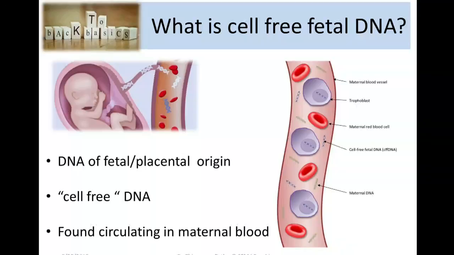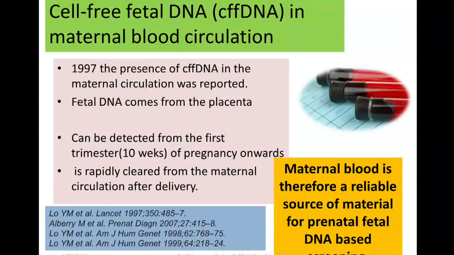Now, while maternal DNA in that circulation would be about 90%, about 10% is expected to be of this non-maternal origin, which is presumed to be fetal DNA, and hence it is called cell-free fetal DNA. In 1997, the presence of this was reported, and this DNA comes from the placenta. It's known to be detectable after 10 weeks of pregnancy, and it's rapidly cleared away from the circulation after the delivery of the fetus, such that once a pregnancy has been cleared off, the remnant of that fetal DNA in the maternal circulation is not expected in future pregnancies.